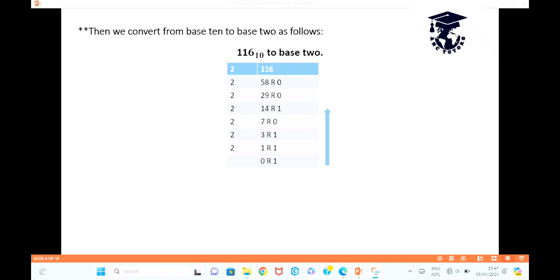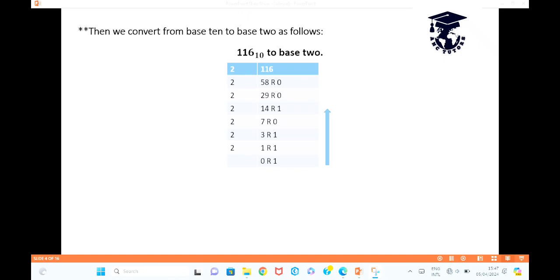2 in 116 will give us 58, remainder 0. 2 in 58 will give us 29, remainder 0. 2 in 29 will give us 14, remainder 1, because 14 times 2 is equal to 28, and 29 minus 28 is equal to 1.